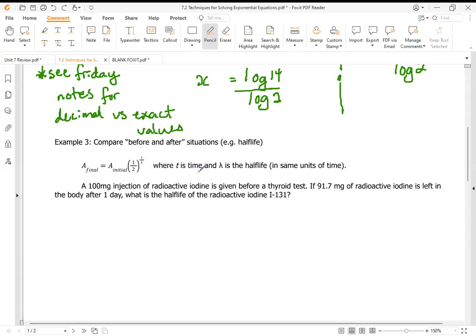Anyways, why am I telling you this? Just because I want to. That has nothing to do with the math. Your responsibility is to know how to use this formula and solve it using your knowledge of logarithms.